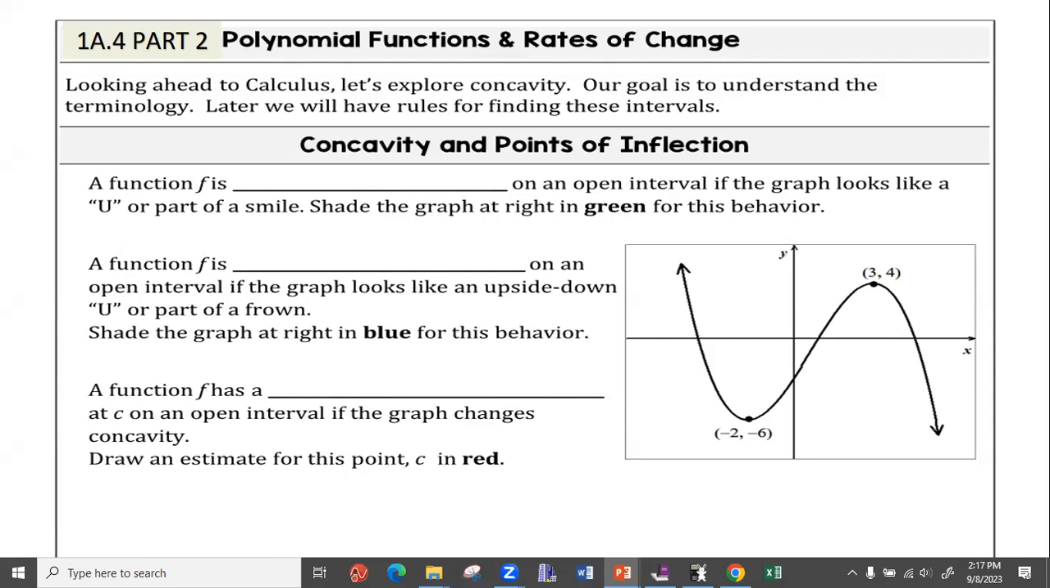So a function f is concave up on an open interval if the graph looks like a U, right? Or part of a smile. So if we look here, this is going to be our concave up part, right? A graph is concave down.